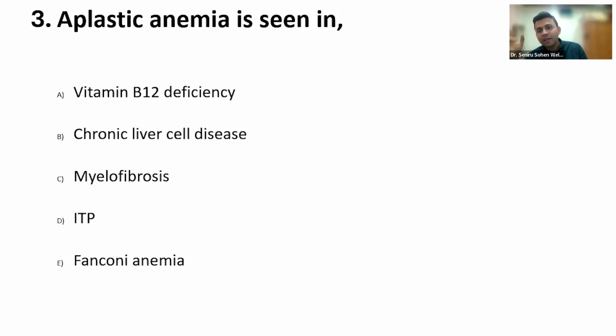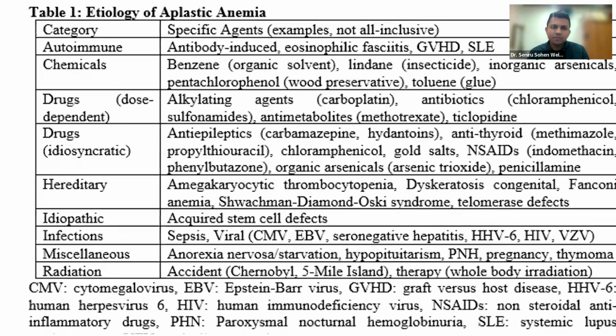Then finally, you have Fanconi anemia, which is an inherited cause of aplastic anemia. So for this question, the answers would be false, false, false, false, and finally true. Only the last one is true. Right. So you can try this one next.